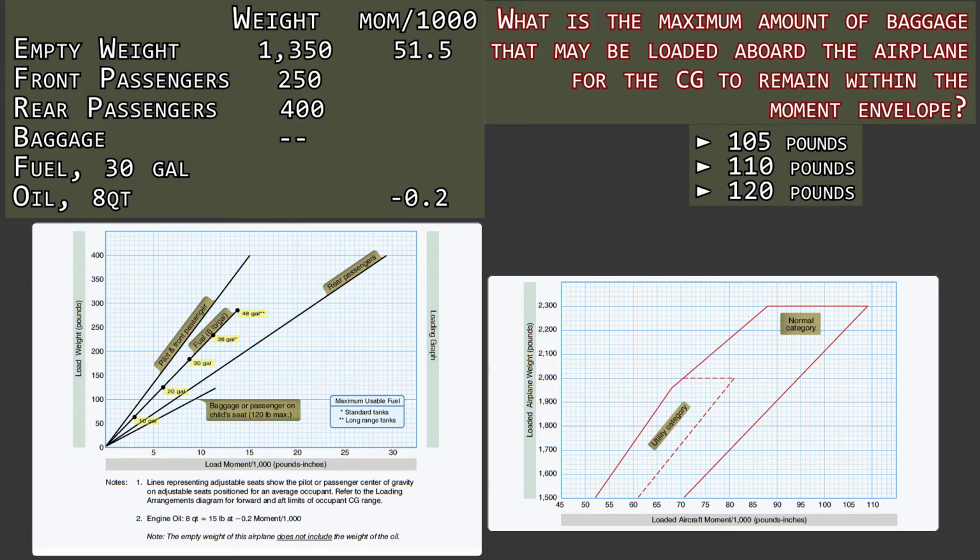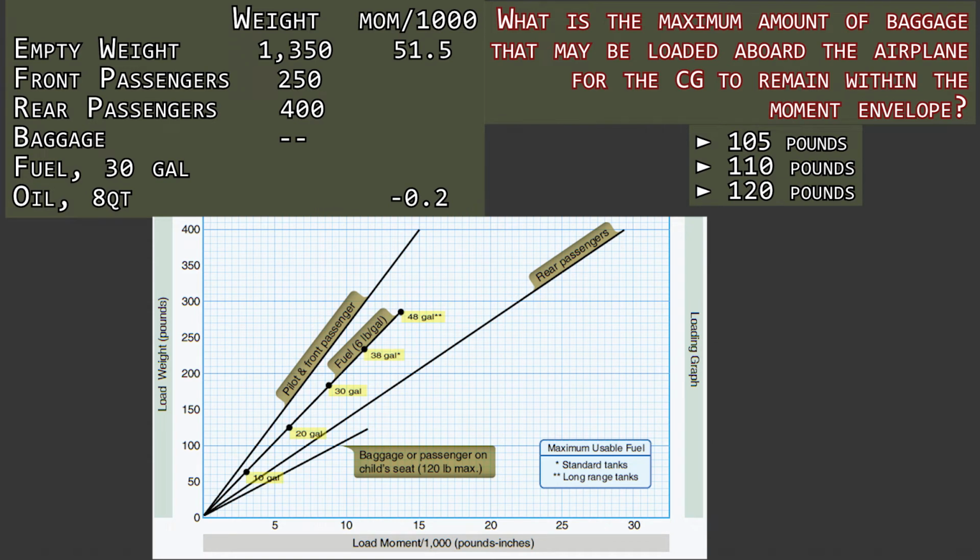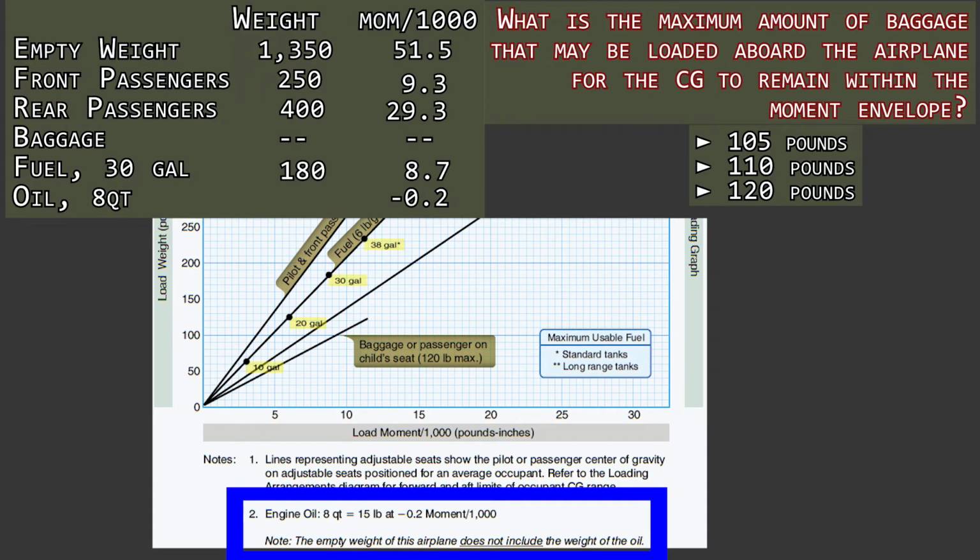But the process is still the same, except in this example we don't have to multiply the weight times the arm, we just end up with a moment. For pilot and front passenger, we can follow our line up to 250. That gives us our moment over 1,000 of about 9.3, let's say. For the rear passengers, we'll follow that line as well, and that's 29.3 at 400 pounds. Our fuel at 30 gallons has a nice little dot. We'll call that 8.7. We also need a weight for the oil, which is 8 quarts at 15 pounds. So we have 15 pounds for the weight there, and the moment's already given to us.